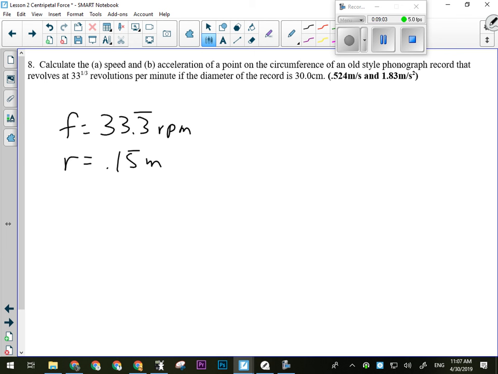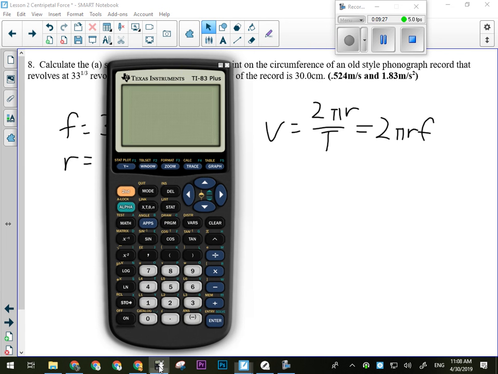So we're looking for speed. Remembering that v equals 2 pi r over t can also be written as 2 times pi times r times f. Remember, f is 1 over t. So we can also write that formula that way. The only thing I would do is change this to revolutions per second. So divide that by 60. So I got 33 and 1/3.